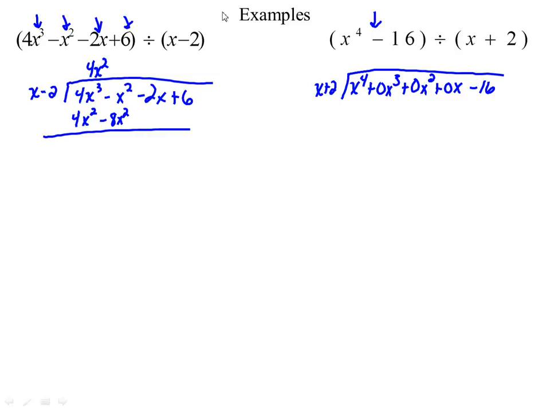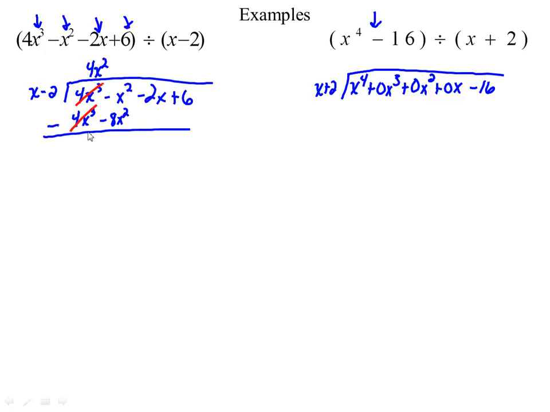Alright, so we divide, multiply. That's 4x cubed. Now you're going to subtract. What happens when you do 4x to the 3rd minus 4x to the 3rd? They cancel out, and that should always happen. That's how you know you're on the right track, that you did it right, if they cancel out. Alright? Watch this. This is where it gets tricky.